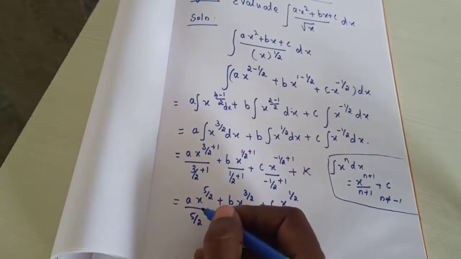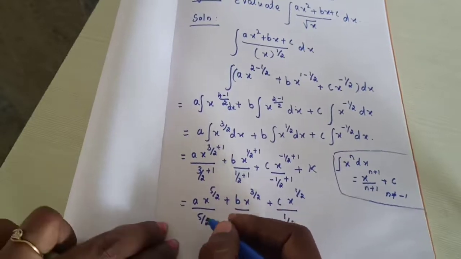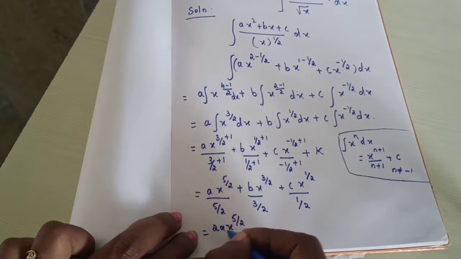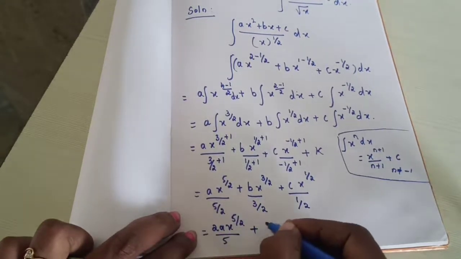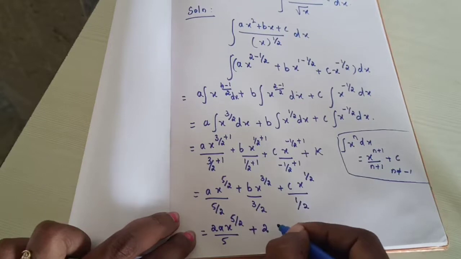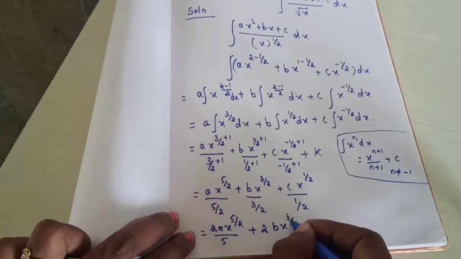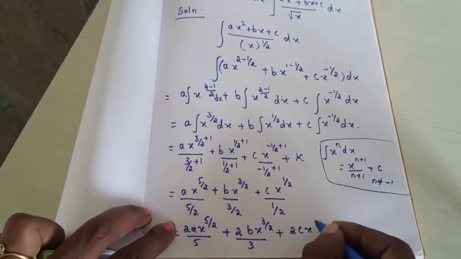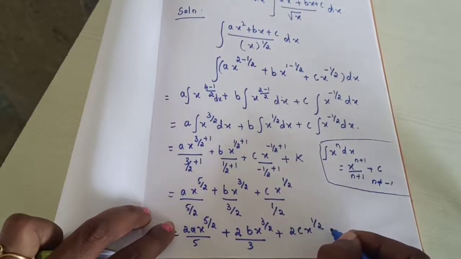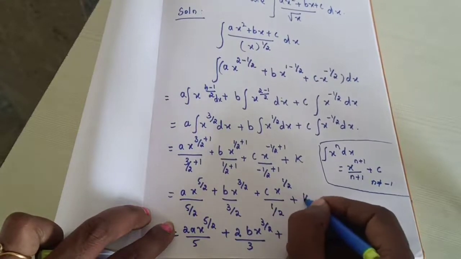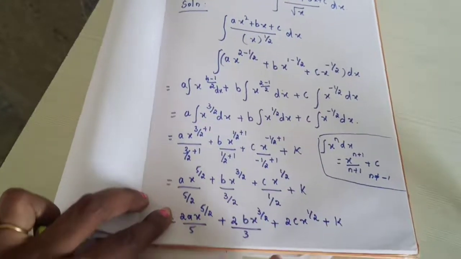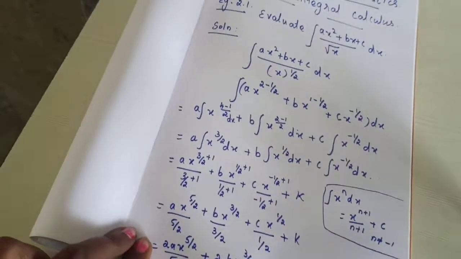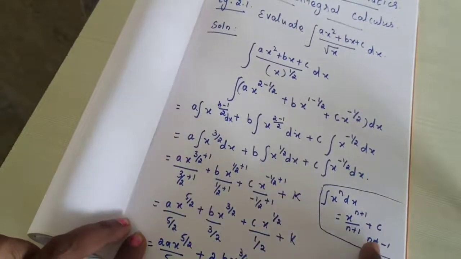So next what will happen? We can bring this 2 to the numerator. Okay. So when you are writing, how will it happen? 2a x power 5 by 2 divided by 5, plus this 2 will come to the numerator, so 2b x power 3 by 2 by 3, plus 2 into c x power 1 by 2. Correct? Plus one constant. Don't forget to put the constant. Understand? So when you are integrating, don't forget to put the constant. This is our answer. Very easy if you are thorough in this formula.